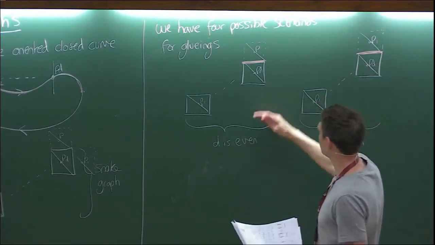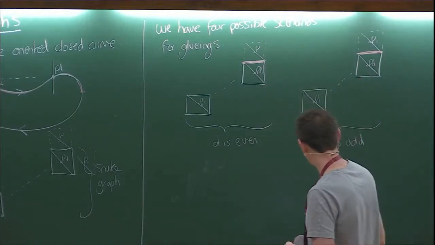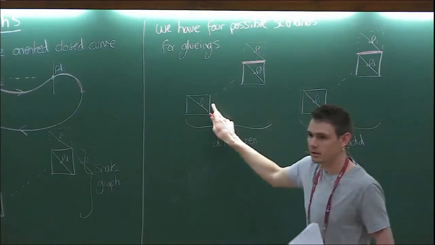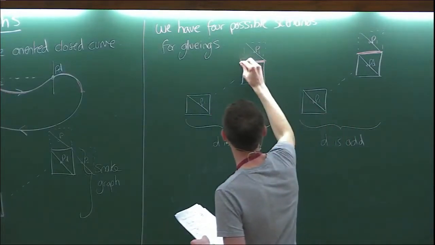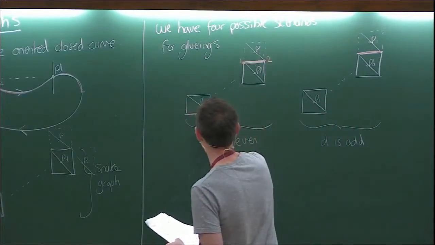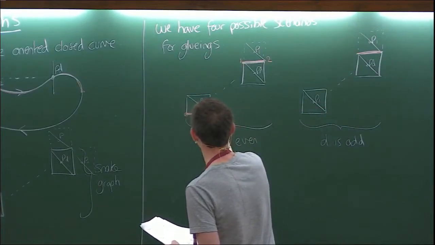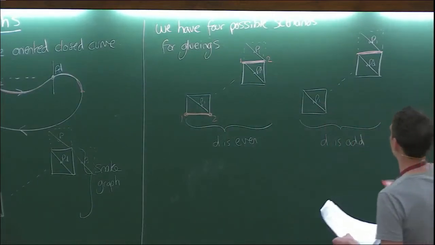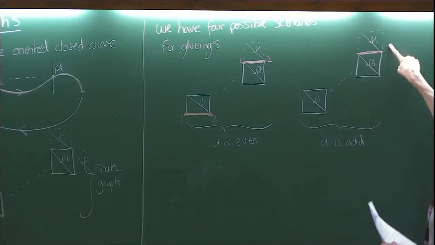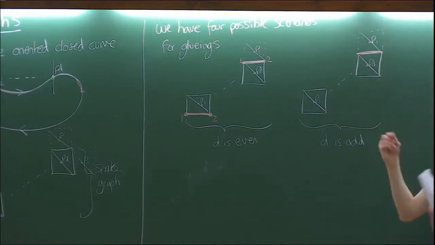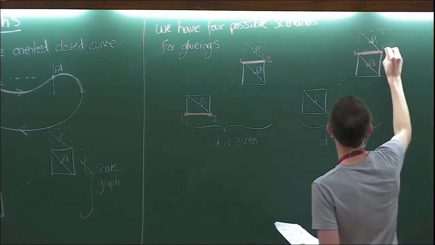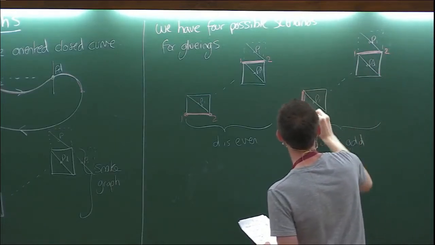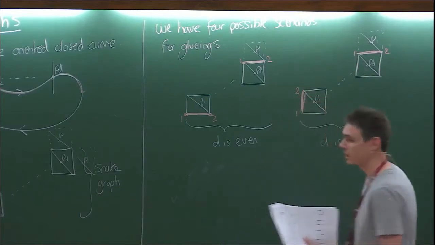Right. So if D is even, like I've said, this tile is precisely this tile. And so if we label this vertex 1 and this one 2, then of course we would be gluing in this way. But if D is odd, this is the mirror image. So again, if this vertex is 1 and this one's 2, then in this case you can see we would be gluing in this way.